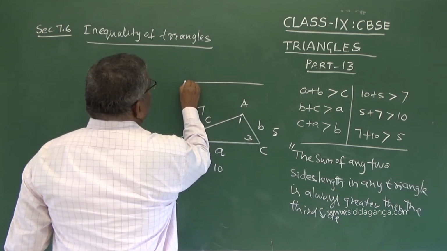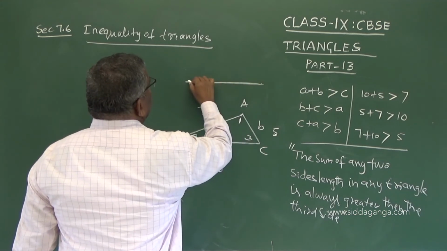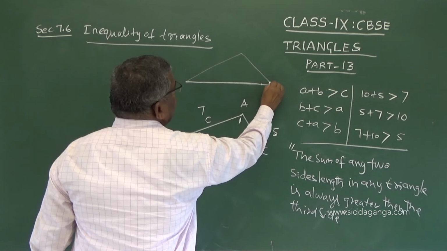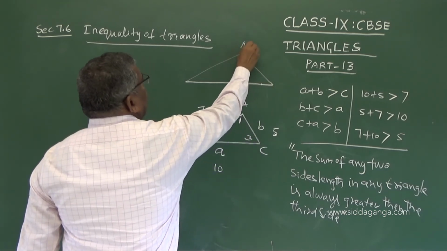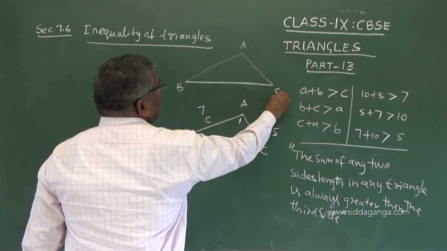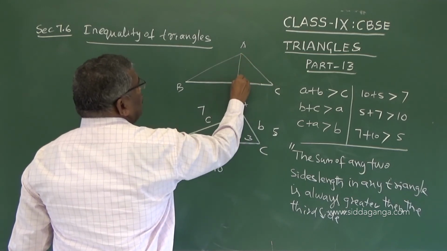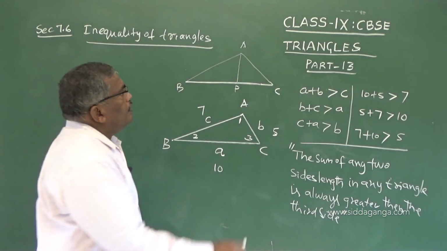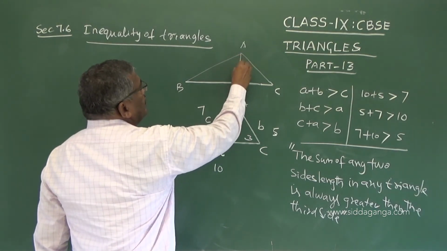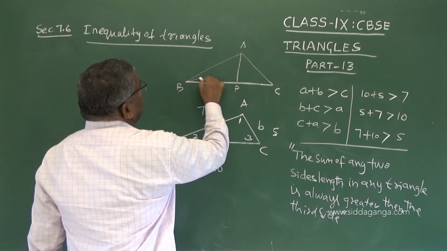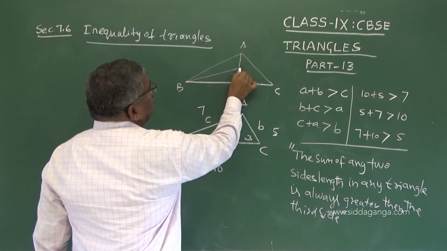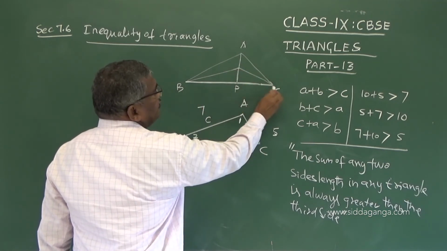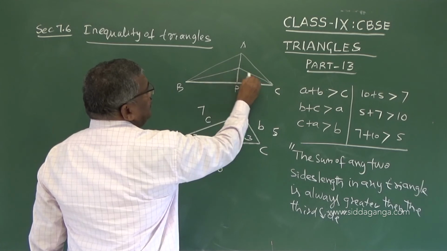Say this is a triangle ABC. This is A, this is B, this is C. Now I will draw a perpendicular here, which I will call P. Now observe, if I reduce this AP length, so if I shift A nearer to the BC line, these lengths vary.